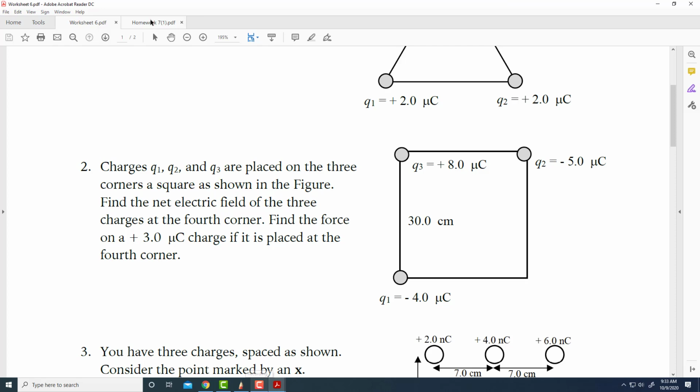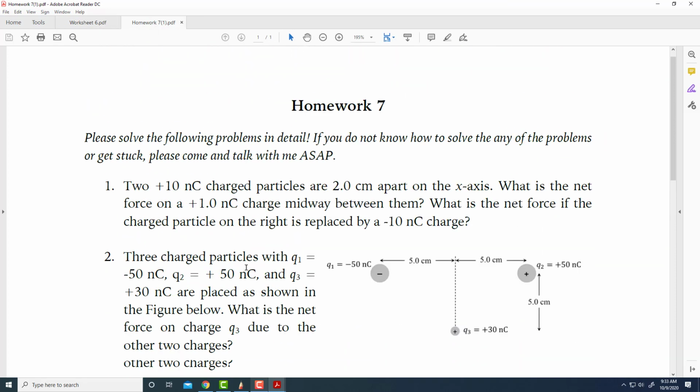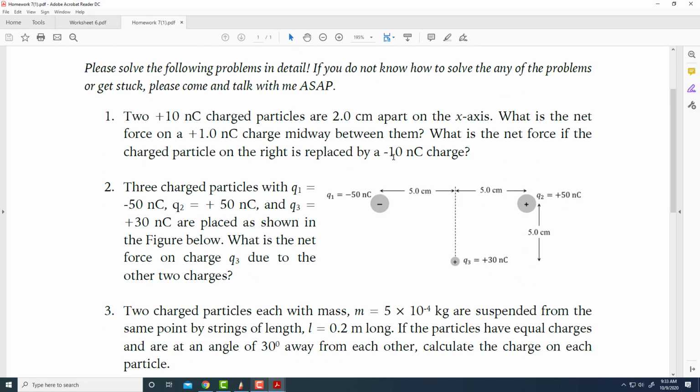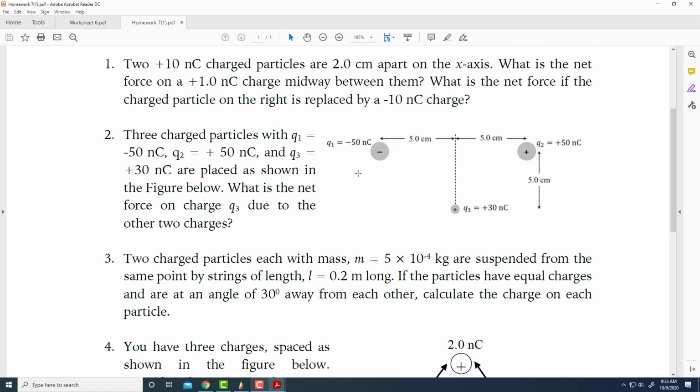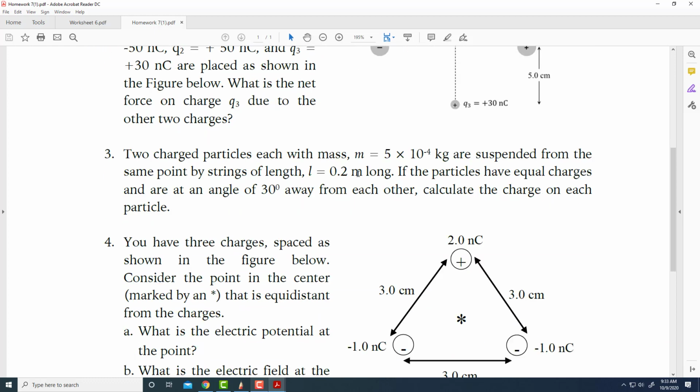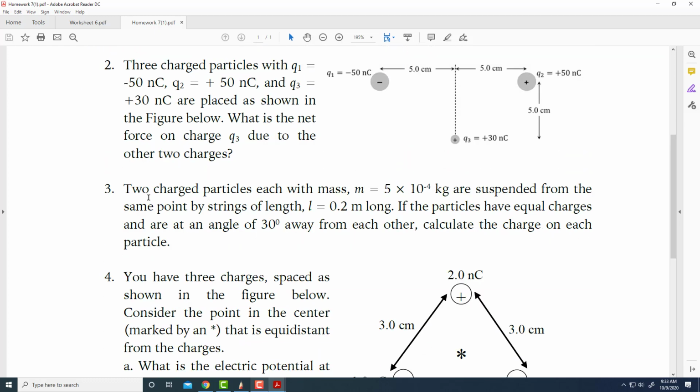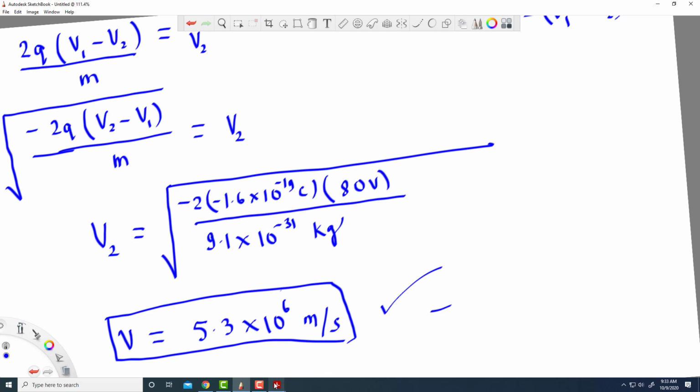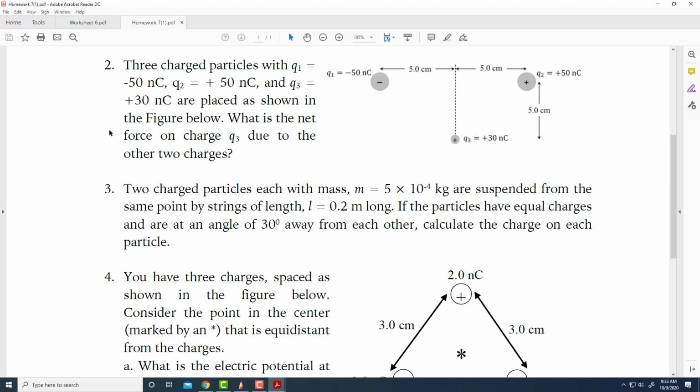Okay, let's look at homework 7. You can do number 1 and 2. Did you guys try number 3 from homework? So let me give you a little bit of hint on number 3.